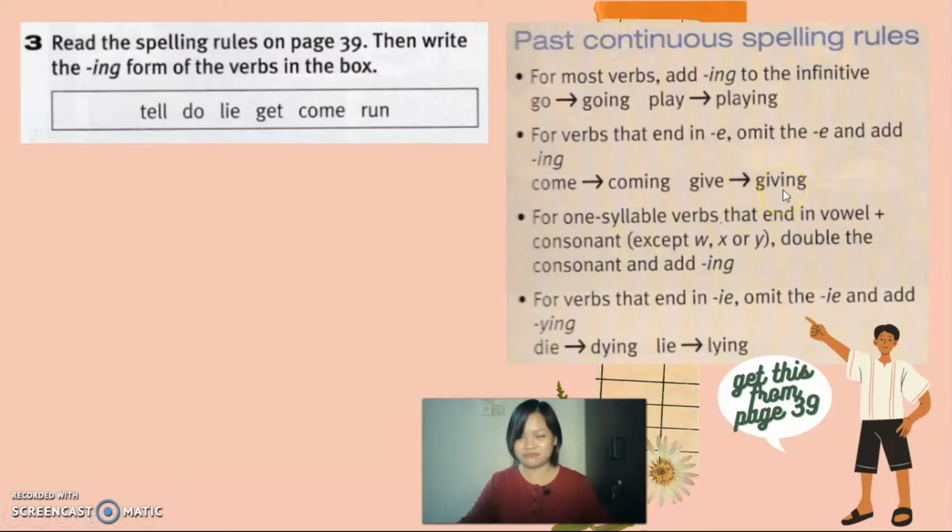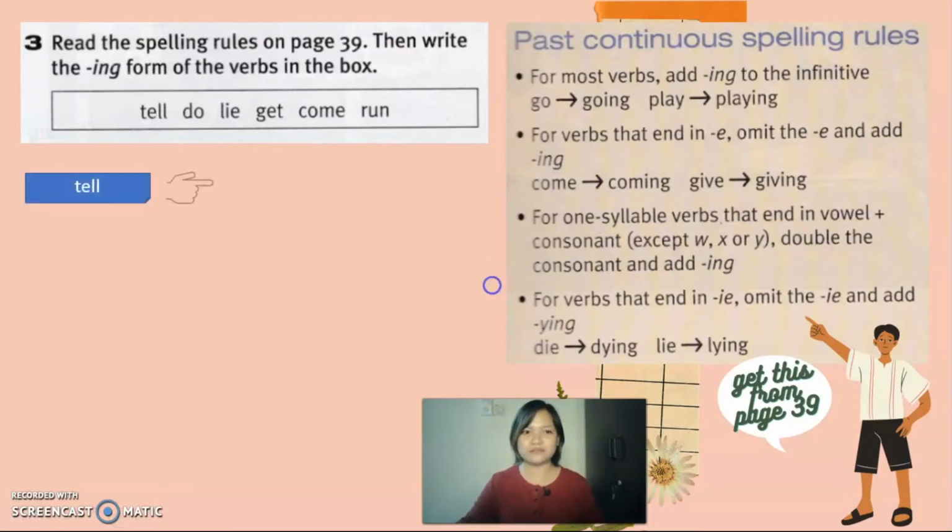Give, giving. Next, for one-syllable verbs that end in vowel plus consonant, except for w, x, or y, double the consonant and add ing. Okay? For verbs that end in ie, omit the ie and add ing. For example, die. So you omit the ie and then add ing, dying. Lie, lying. Alright? So now let us try to write the ing form of the verbs.